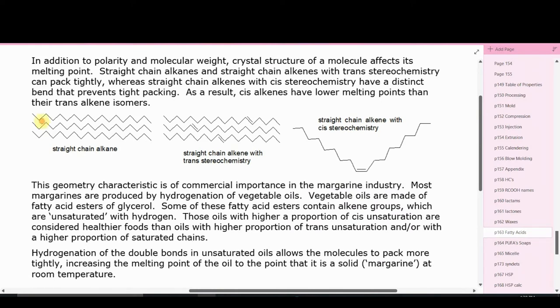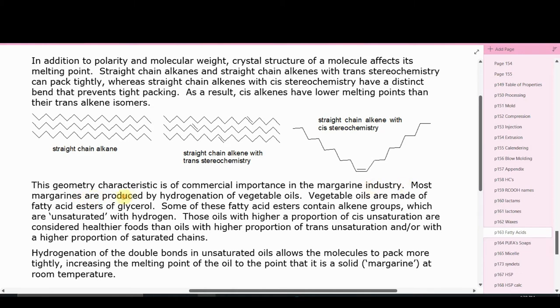Here is a packing of a saturated hydrocarbon. Call it polyethylene if you wish. Here it is with trans unsaturation, it packs quite tightly. When you have cis unsaturation, they don't pack well at all. The geometry characteristic in this fashion, cis unsaturation, is of commercial importance in the margarine industry.